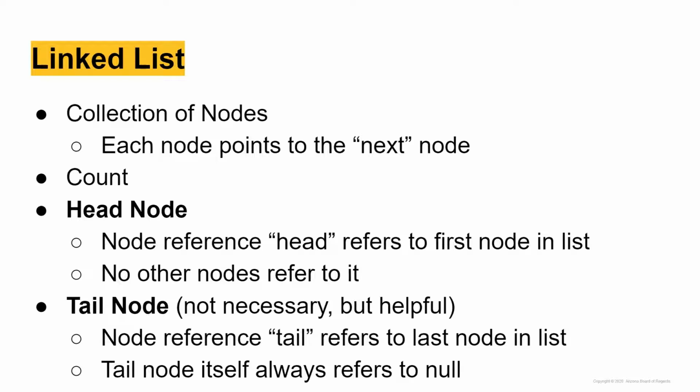So it's not necessary. It's not going to get deleted by the garbage collector if we don't have a tail reference. But as you can see, it's going to be really useful. And another thing to note is that the tail node itself, the node that the tail reference points to, always refers to null because it is at the end of the list. It can't be referring to any other nodes or else it wouldn't be the tail.